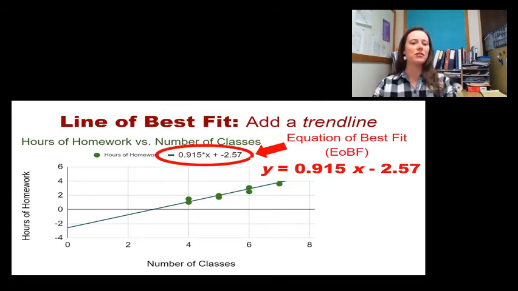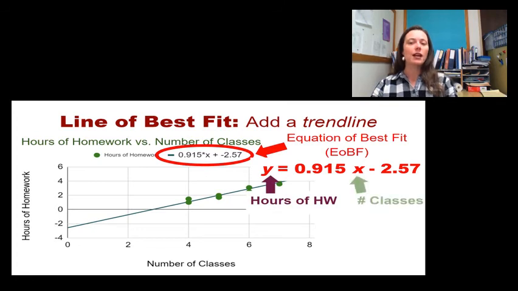What are we looking at on this graph? Well, this graph is showing us the hours of homework and the number of classes that you're taking. So when we write down, X and Y have specific meanings because this is science and this is an experiment. So Y really means the hours of homework, and X really means the number of classes. So I'm going to ask you, when you write down your equations of best fit, to use variables that are meaningful based on what your data is.